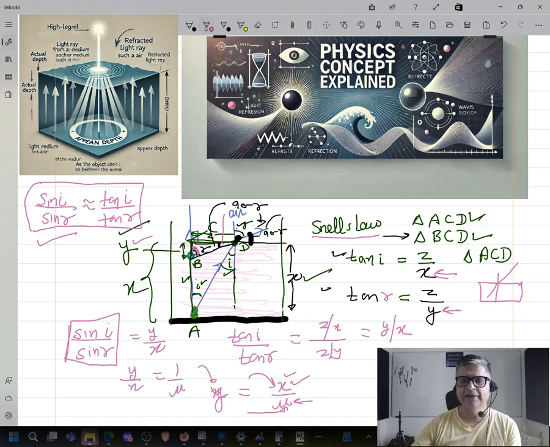We want to get the answer in terms of refractive index, so the apparent depth gets calculated in terms of the real depth and the refractive index of the medium. I'll show you the question where you have multiple layers. Wait for my next video.